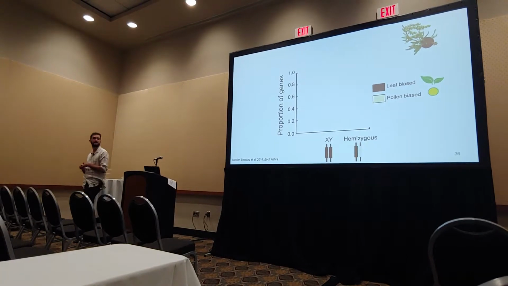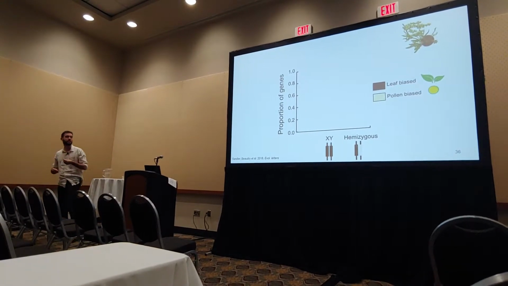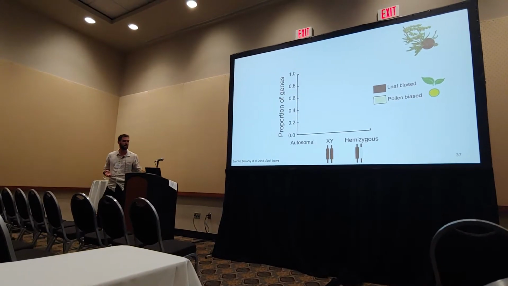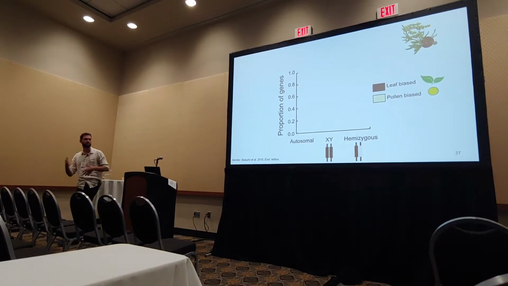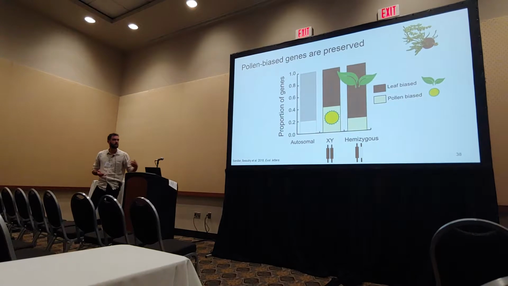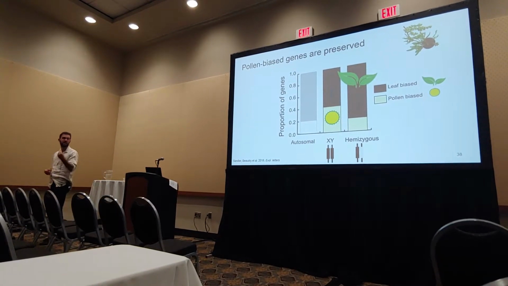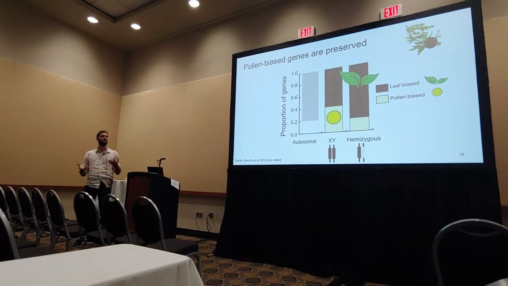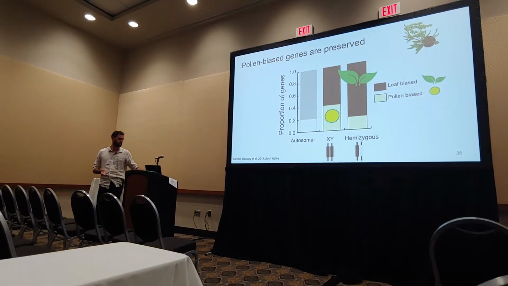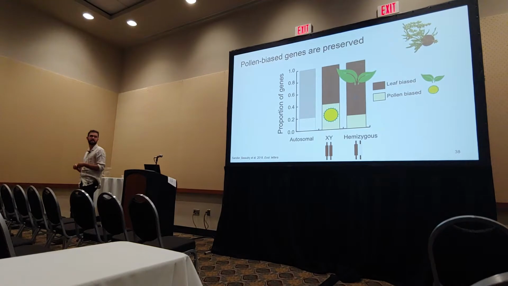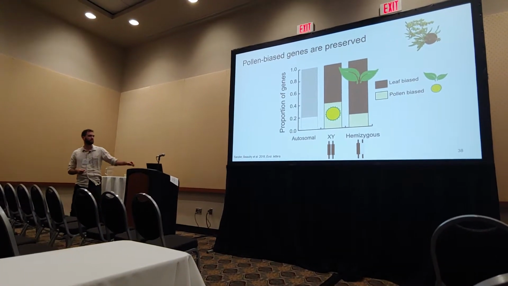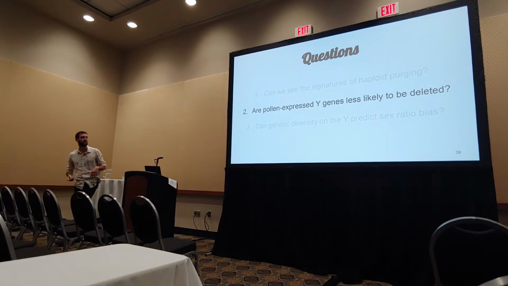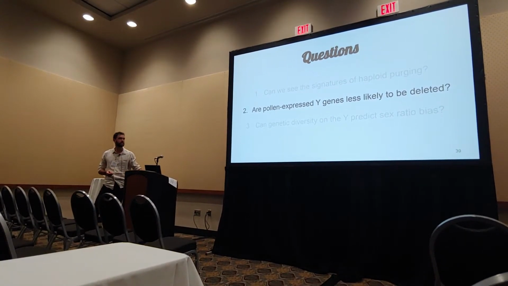We compare that to genes that have retained their Y copy. So there's a copy on the X and a copy on the Y, and then compare that to the autosomes for a genome-wide standard. And what we see is that genes that have been lost from the Y, so this hemizygous category, are way overrepresented for leaf-biased genes, and genes that have been retained on the Y are more likely to be pollen-biased. And so we do see this evidence that pollen-expressed Y genes are less likely to be deleted.